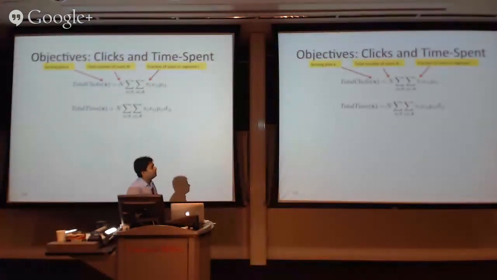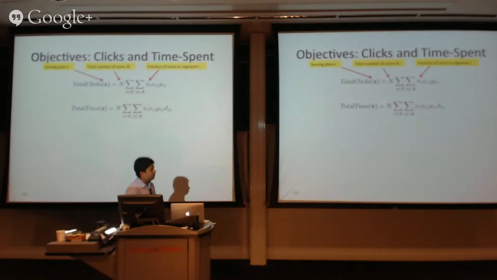Okay, so now let's look at this. This is the total number of clicks. Xij is the probability of serving item j to user i. This is the fraction of users in segment i. I'm just doing a segmented analysis. Let's assume there are a few user segments and we want to come up with a serving plan for each user segment, just for simplicity. I'm going to go into the personalized model later on. And Pij is the CTR. So this gives you the total number of clicks. If you have a serving plan X, which is the unknown you want to compute, this is the total number of clicks you're going to get. Similarly, this is the total time spent you're going to get.